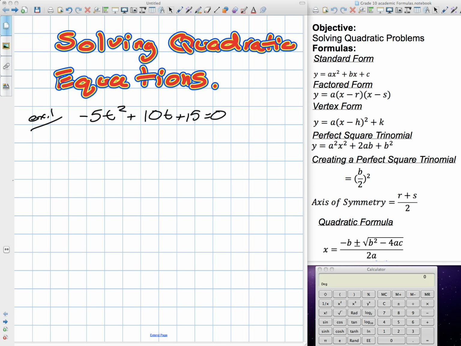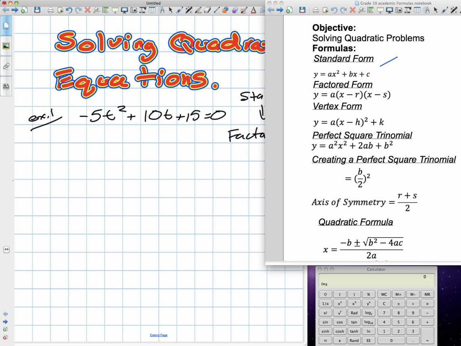Okay, so we're going to go over solving quadratic equations. By now you guys have learned at least two different ways to do it. One way is to go from this form here, which is the standard form. And from standard form, we can turn it into factored form, which is exactly what we have over here. Standard to factored form. What process would we use for that?